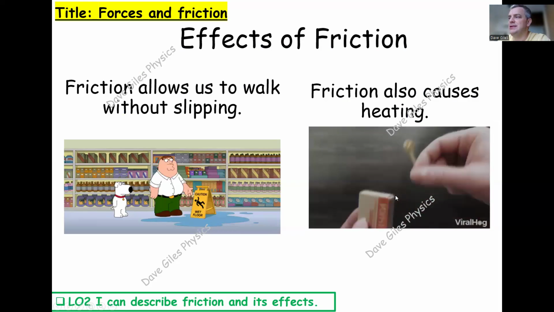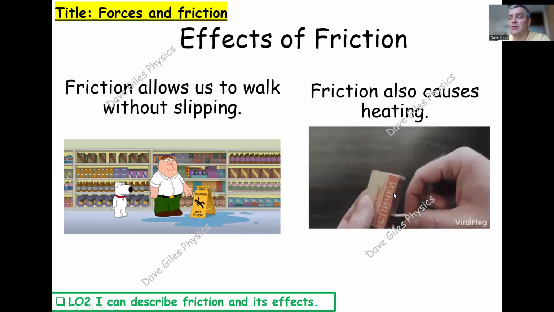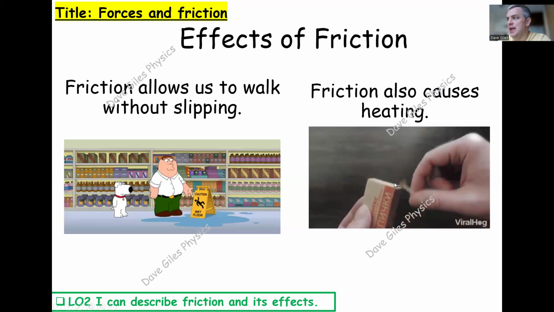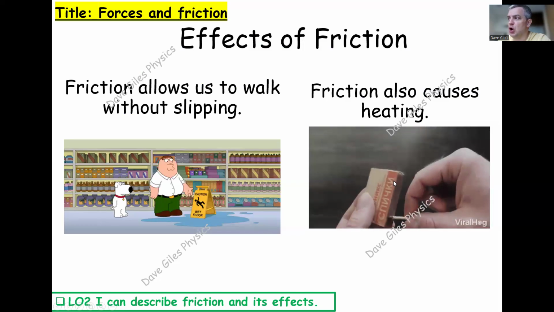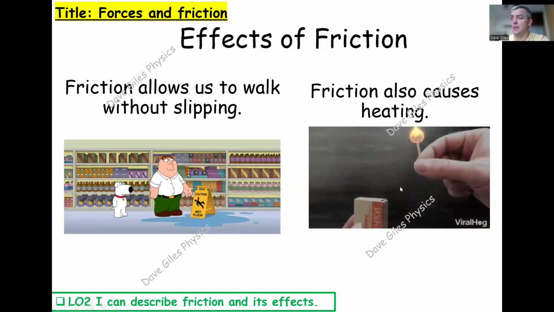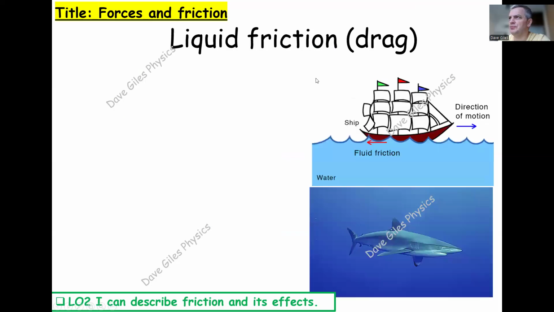It also causes heating, which is used for matches. If you've ever lit a match, you notice the box has got a rough surface, something like sandpaper on it, and there's a chemical in the end of the match which combusts when the friction is applied to it, and that is basically how a match works.